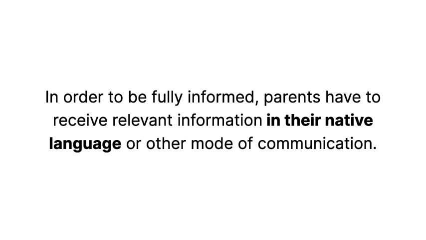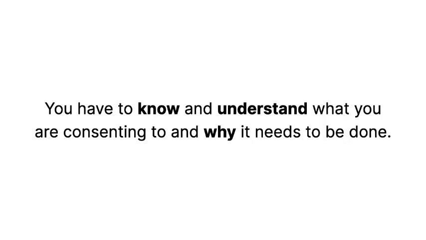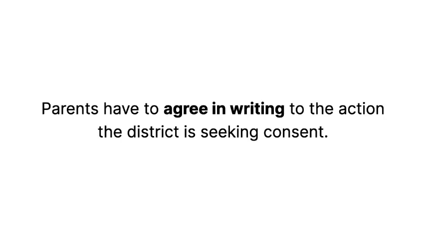The procedural safeguards say that in order to be fully informed, parents have to receive relevant information in their native language or other mode of communication. Simply put, before you can provide consent, you have to know and understand what you're consenting to and why it needs to be done. Next, in order to meet the definition, parents have to agree in writing to the action the district is seeking consent for.